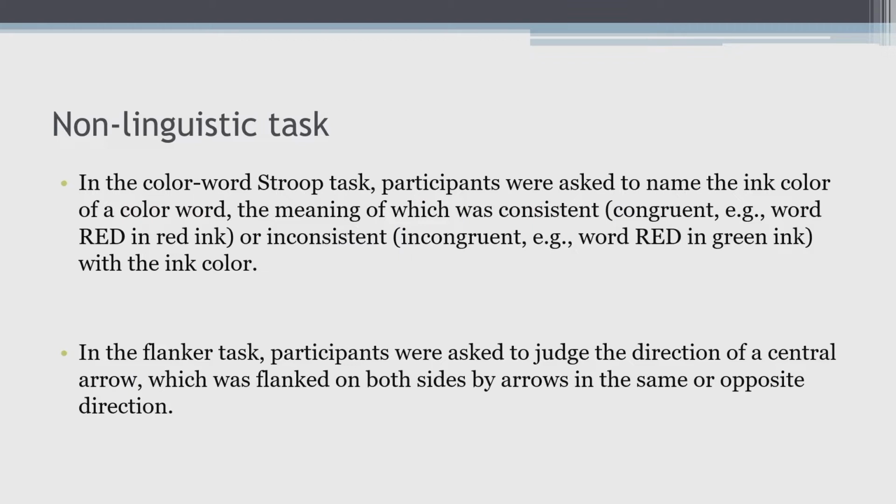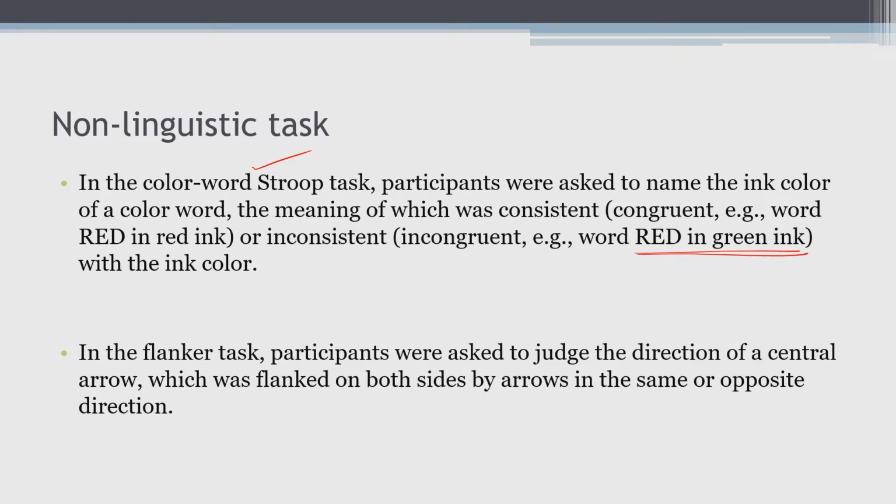They also had to take part in non-linguistic tasks. One was the color word Stroop task, which we have already seen. Participants were asked to name the ink color of a color word, the meaning of which was either congruent, the word red in red ink, or incongruent, red in green ink, which we have already discussed in the previous part. So, what is a congruent and what is an incongruent condition in a Stroop task?